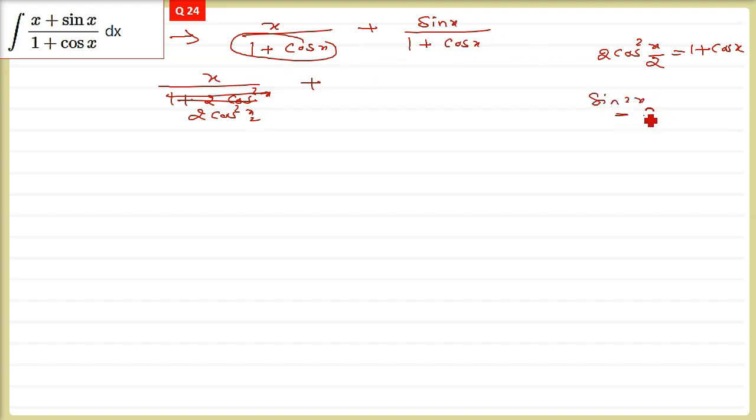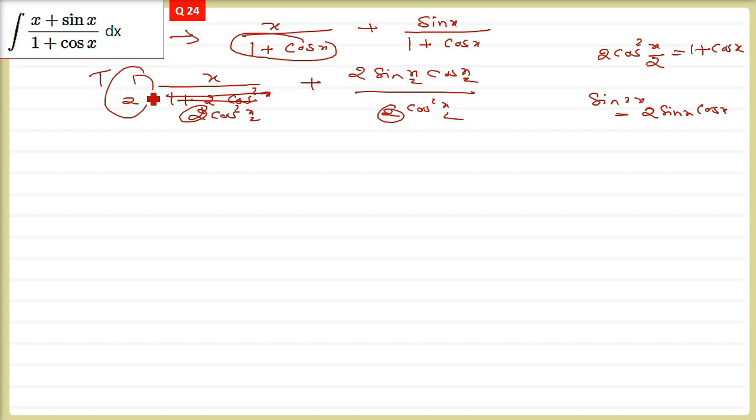Sin 2x is 2 sin x cos x. We can write this as 2 sin x by 2 cos x by 2, and then the denominator again 2 cos square x by 2. Now this 2 in the denominator can be taken outside if you want, or you can just keep it and cancel the second term 2. It's up to you. Cos square x by 2 can be taken up, it will be sec square x by 2. Here one cos you can cancel. If cos x by 2 cancels, sin x by 2 and cos x by 2 will give you tan x by 2. So this will be tan x by 2.